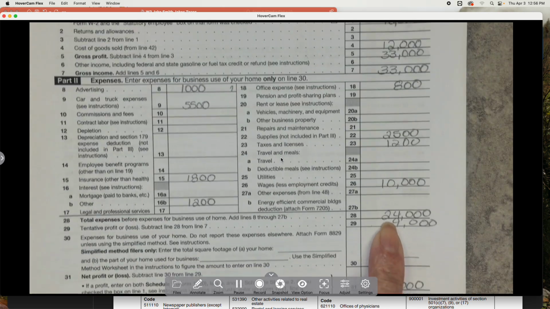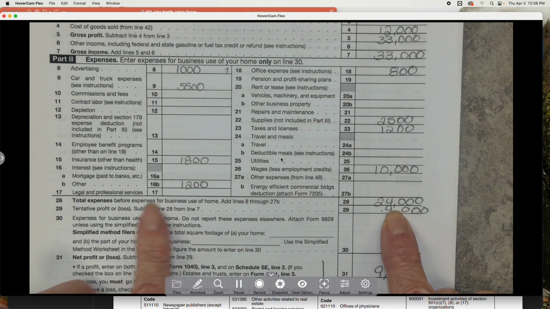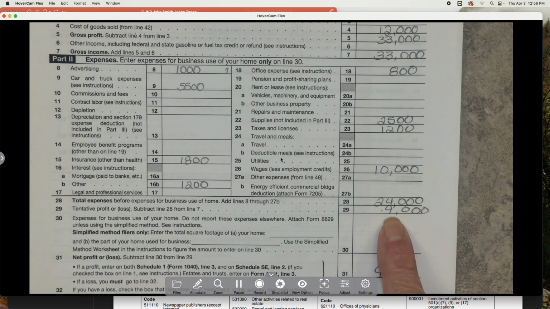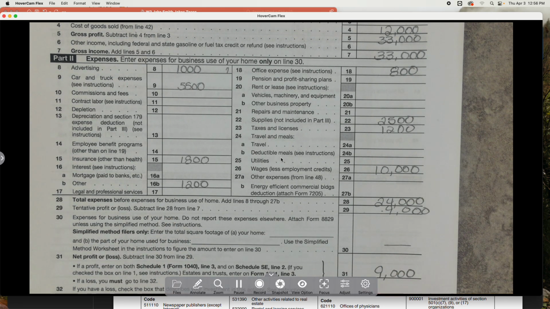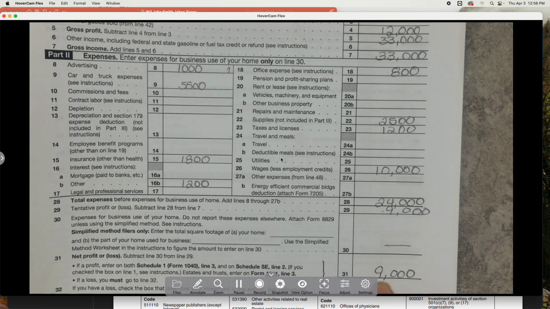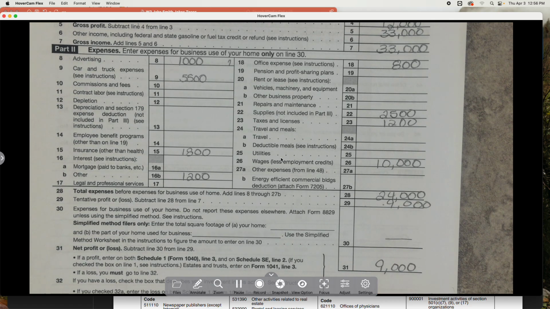So basically we're going to add all of that up. We are going to subtract line 28 from line 7. And we're going to get $9,000, okay? So we have our net profit or loss, we did have a profit, it is going to be a profit of $9,000. And that is how you're going to complete Schedule C.